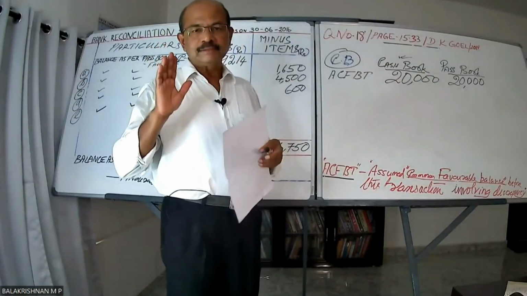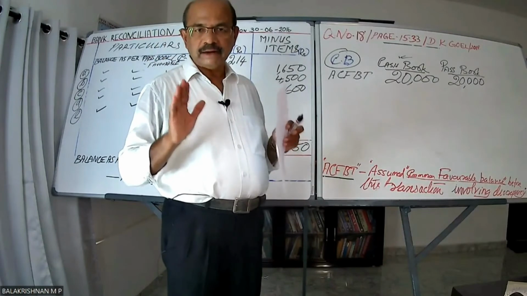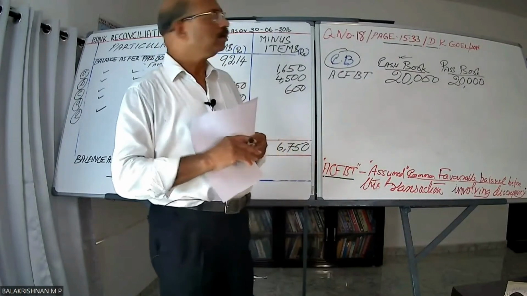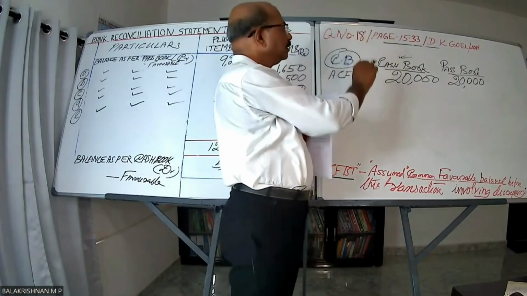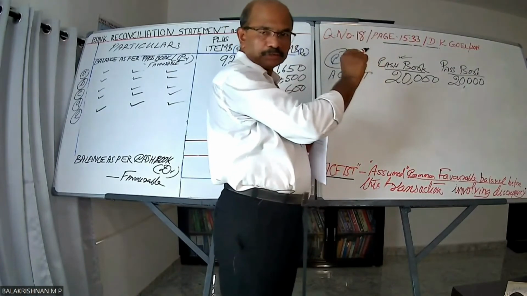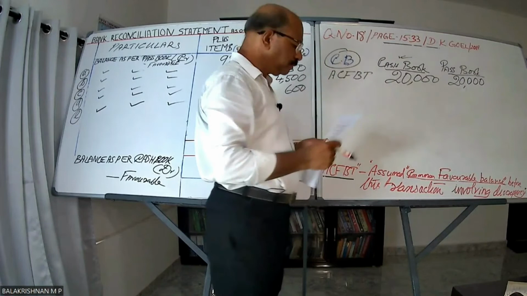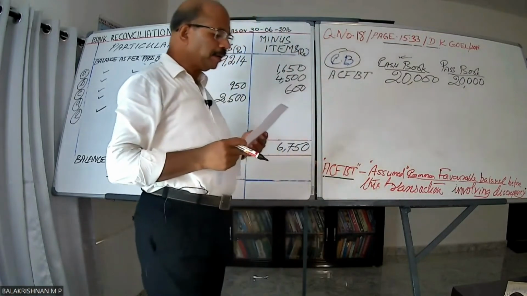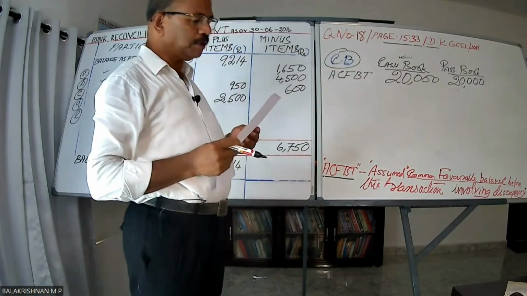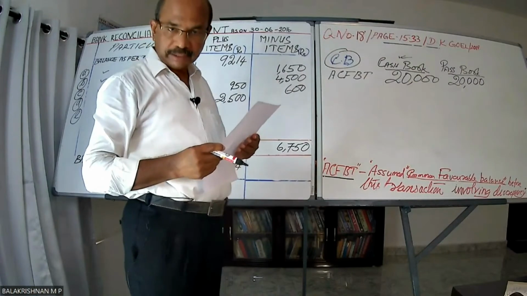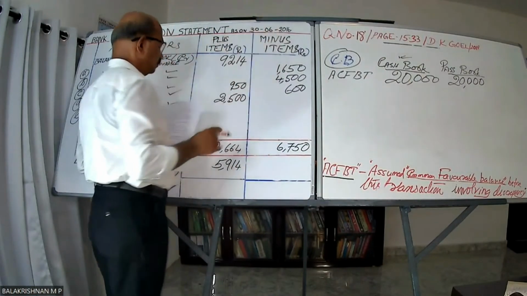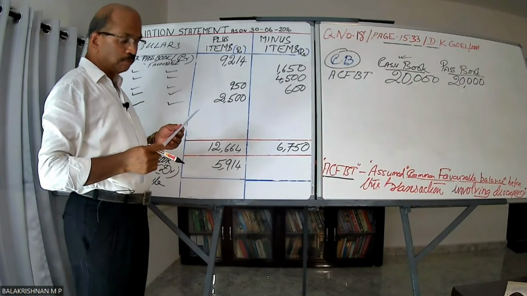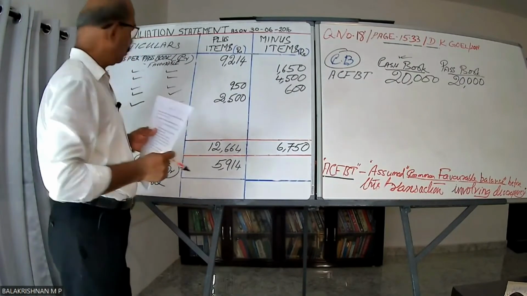Well, students, I'm taking up the third and last question of the day. Practical question number 18, page number 15.33, DK Goel, edition 2019. Okay. Well, the question reads as follows. Prepare bank reconciliation statement from the following particulars on June 30, 2016. Bank statement showed a favorable balance of rupees 9,214.